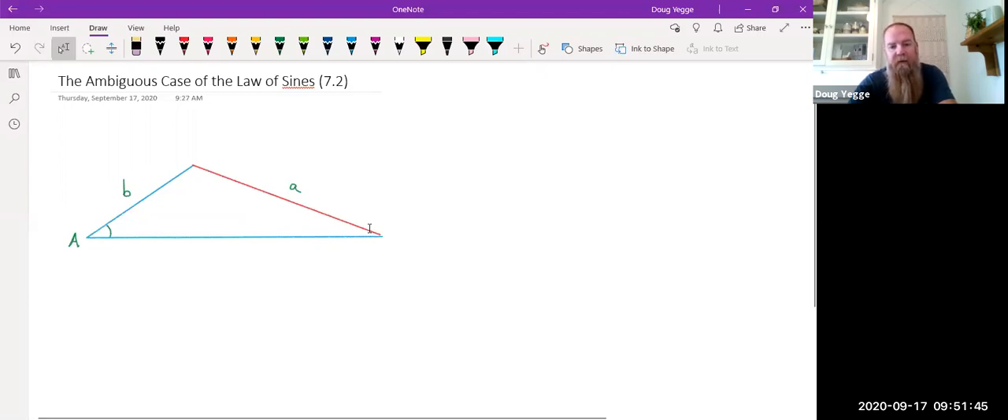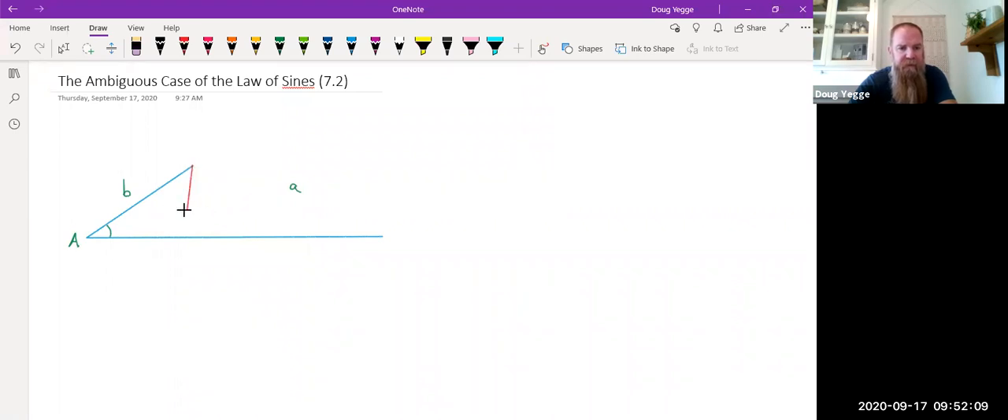But the problem with this is that what if A was much shorter? A could be so short that it never even reaches the other side. So there's certain times where A is significantly less than B, or the opposite side of the angle given is smaller than the other side, and therefore it's just like a pendulum and it'll never actually touch. The first time this would ever touch is if it touches at a 90-degree angle. So in this situation right here, if this happened to be a 90-degree angle, then we would notice that there would only be one solution.